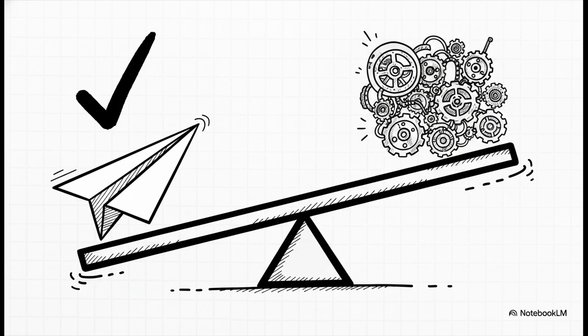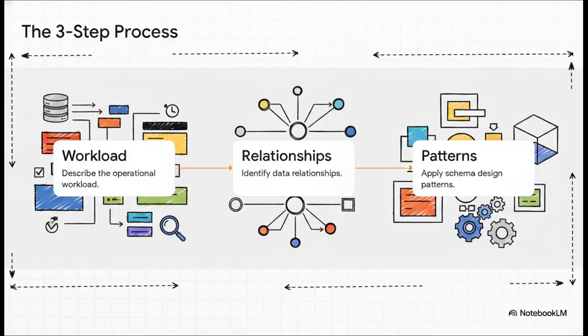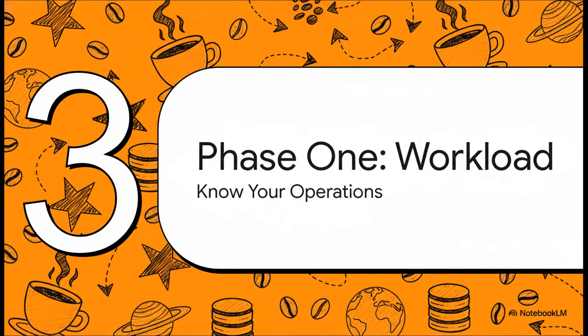But if you aren't completely sure, always build for simplicity first. Why? Because it is infinitely easier to optimize a simple system later on than it is to untangle and remove deep complexity from something you over-engineered from day one. So to make sure your database is perfectly tailored to your application's needs, you just follow these 3 precise steps. Step 1, describe the workload. Step 2, identify the relationships. And step 3, apply schema patterns. Let's break these down. Which brings us to section 3, phase 1, the workload.